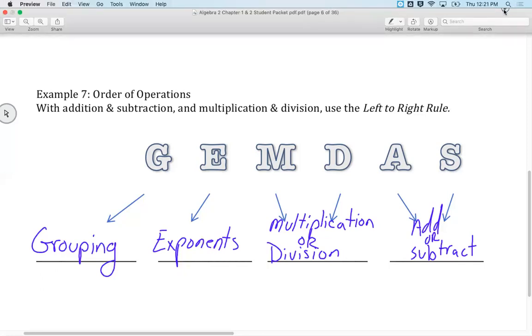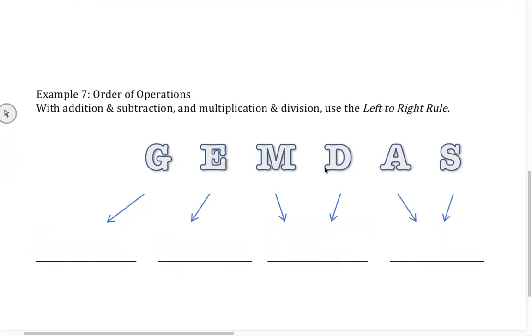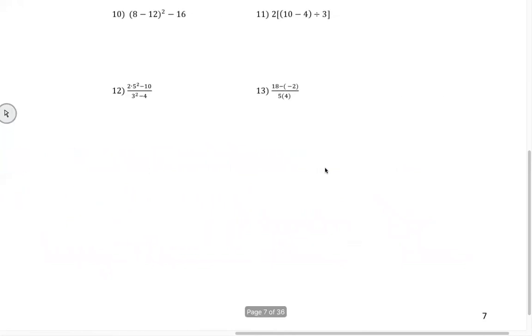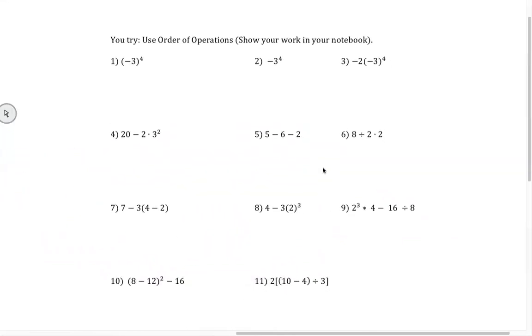The big thing here is, and I think you should underline it, it's when working from left to right. And that really applies to multiplication or division, addition or subtraction. All right, because they can come at the same time. All right, let's turn the page and let's look at these problems.